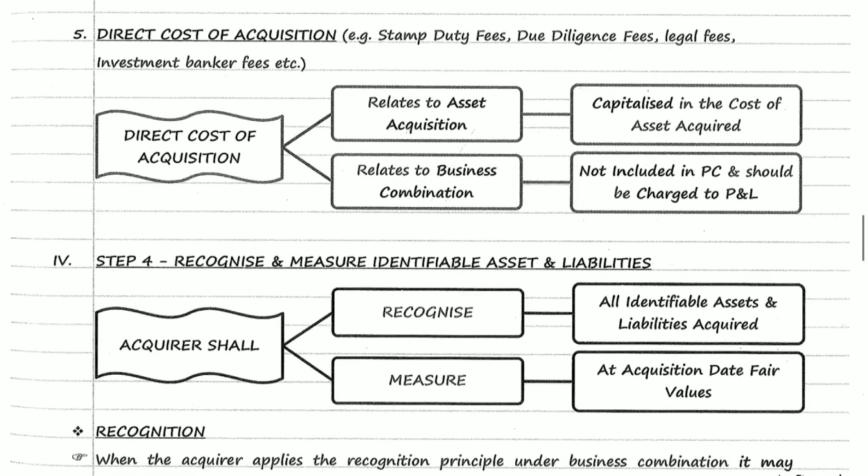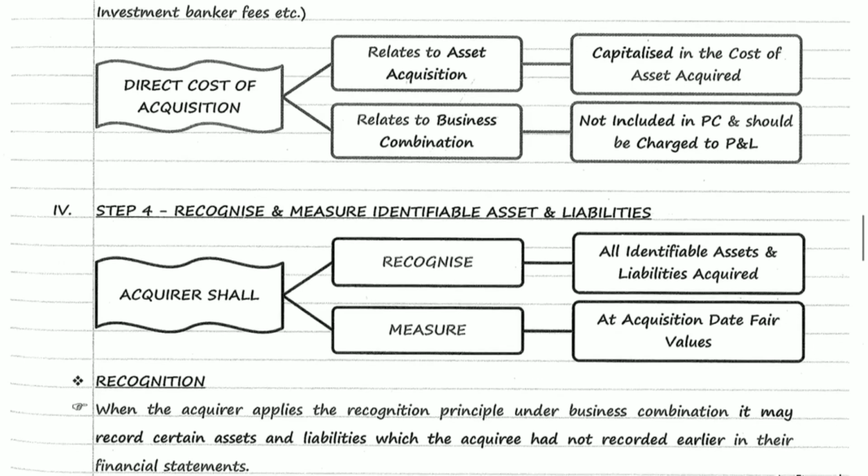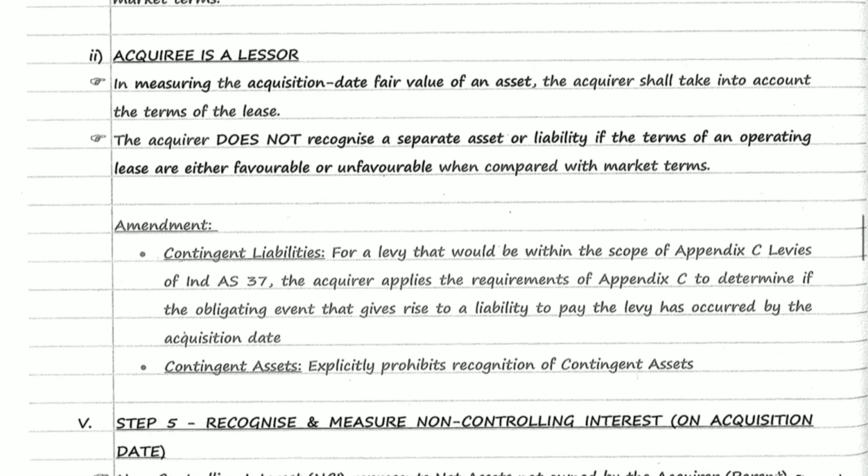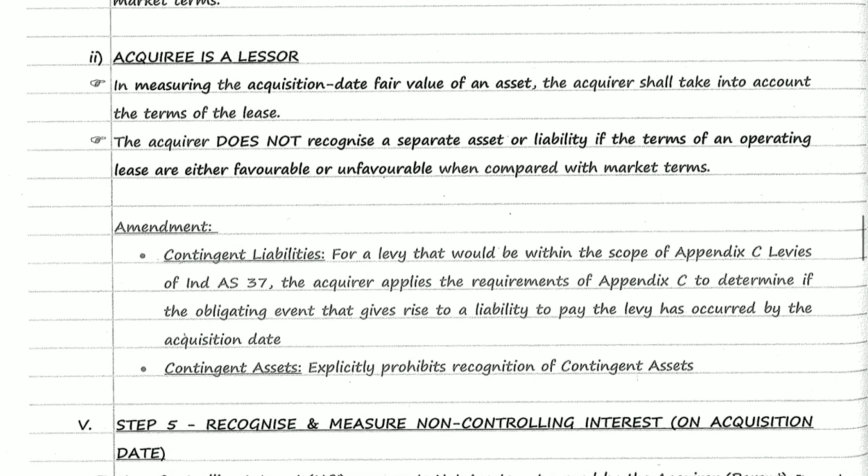Next, step number 4, recognize and measure identifiable assets and liabilities. The acquirer shall recognize all identifiable assets and liabilities acquired and measure fair values as on date of acquisition. Next, step number 5, recognize and measure non-controlling interest as on date of acquisition.